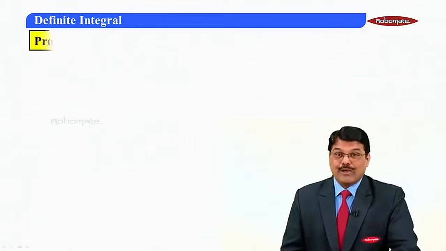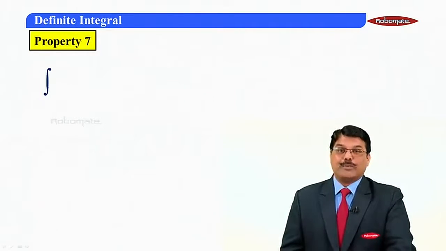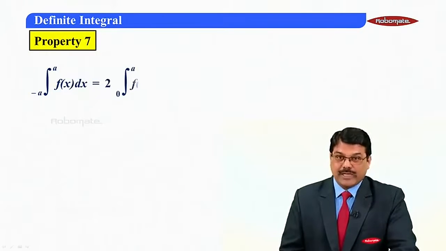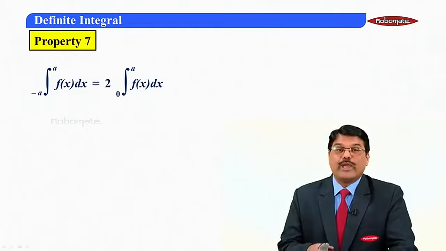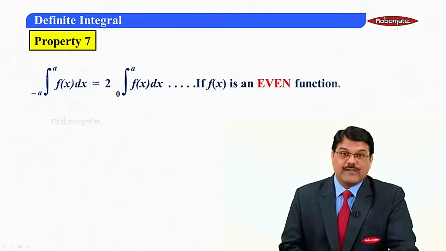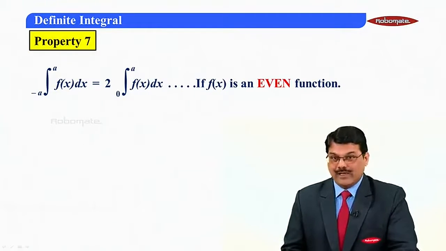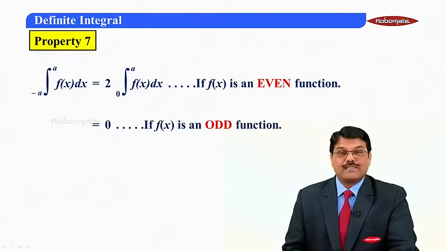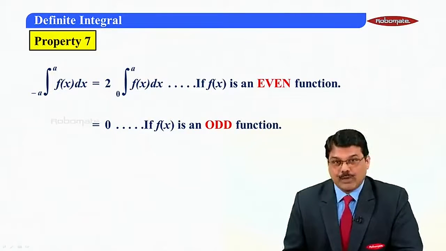Now there's one more property, that is property number 7, the very important property, that is integration goes from minus a to a f of x with respect to dx, that is equal to 2 times, that is 2 into 0 to a f of x with respect to dx if the given function f of x is an even function, whereas the value becomes 0 if the given function f of x is an odd function. So in total there are 7 properties.